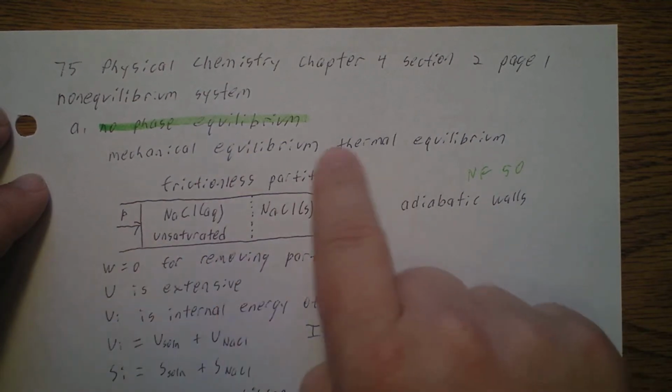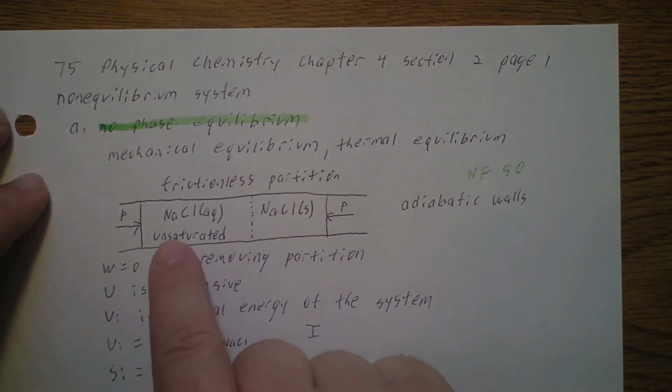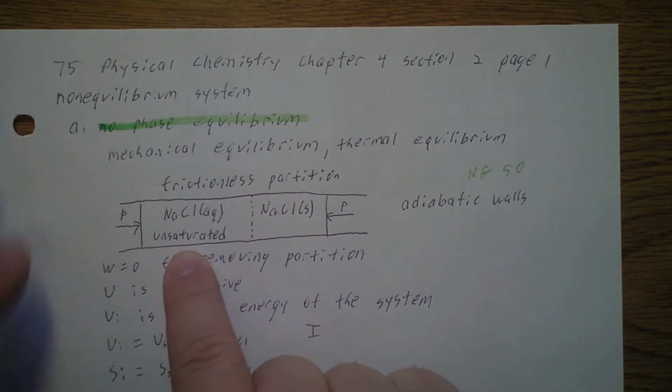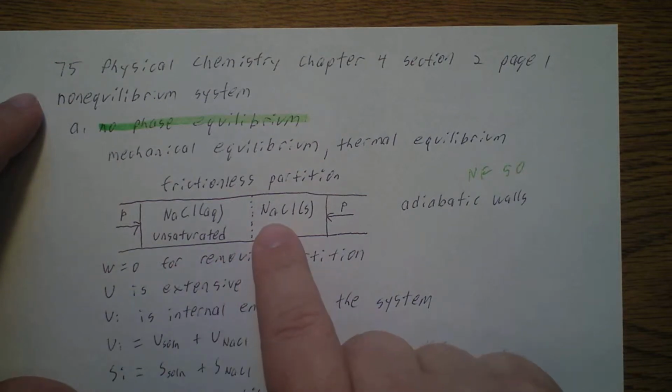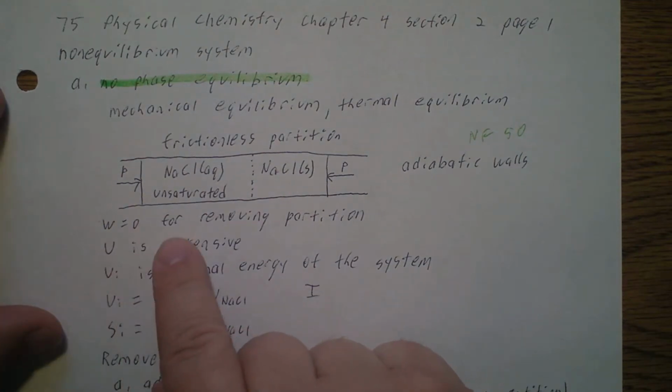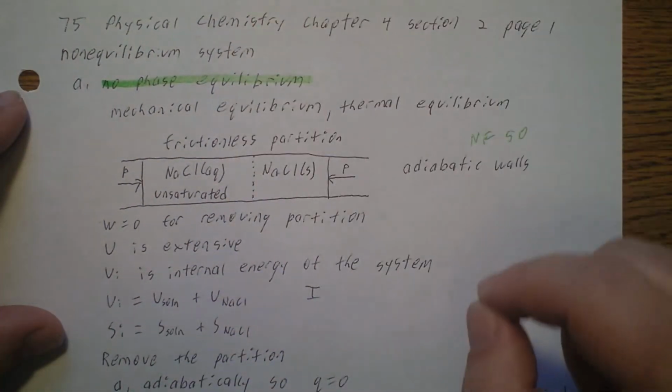We have adiabatic walls. We have sodium chloride aqueous over here, but it's unsaturated, which means we could dissolve even more salt if given the chance. And then over here, we just have pure salt, NaCl, no water. Now, work is equal to 0 just for removing the partition.